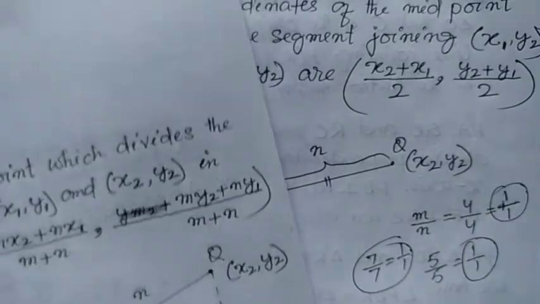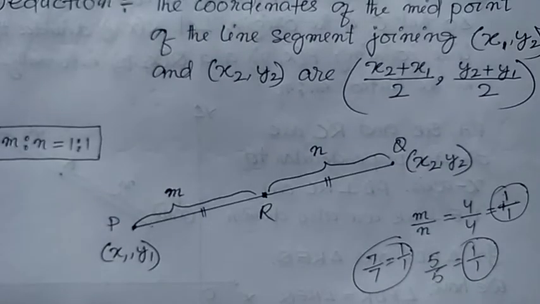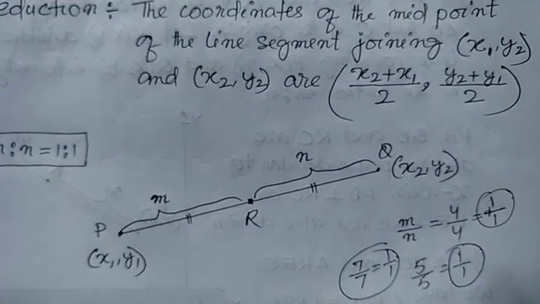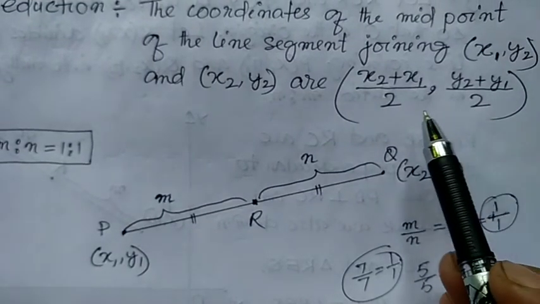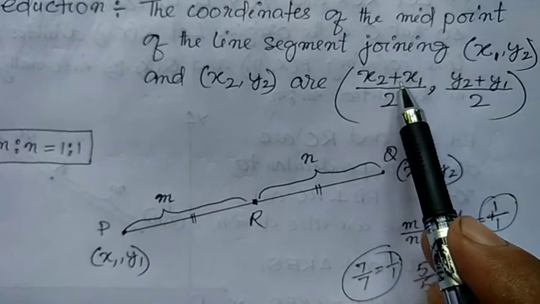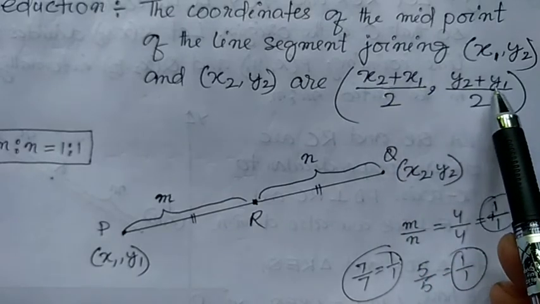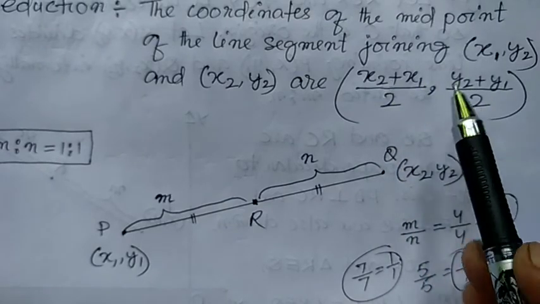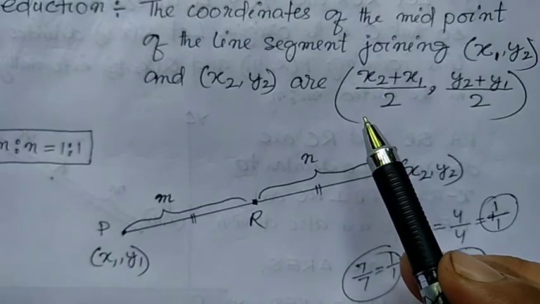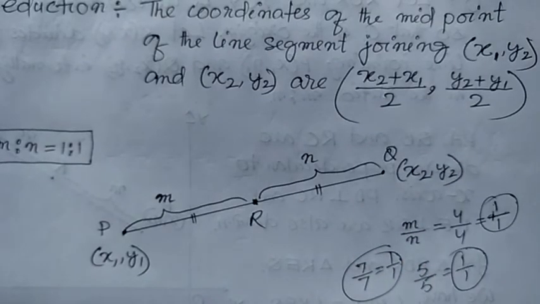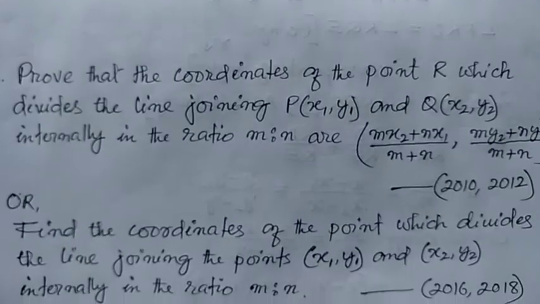Just like that, putting the values of m and n as 1 in this section formula, we get y2 plus y1 divided by 2. So if you want to find the coordinates of the midpoint, you can directly use this formula, which is x2 plus x1 by 2 and y2 plus y1 by 2. In this case, the m value and n value are 1 each. Now we move to the question.